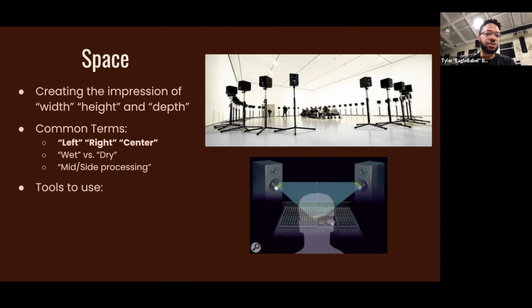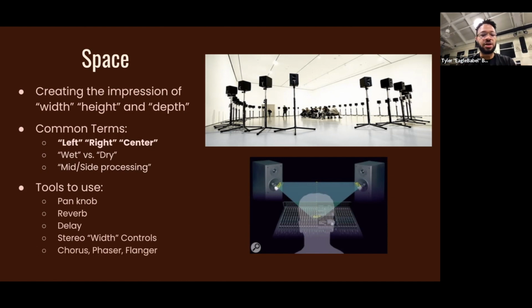What tools might you use to create space? You use your pan knob, which literally moves the sound from the left to the right. You use, again, reverb, which is short for reverberation, and delay. We've got our stereo width controls to make a sound stage that feels really wide feel more narrow, or something that feels really narrow feel more wide. And then you've got these cool special effects like your chorus, your phaser, and your flanger. And we'll demonstrate those because it's hard to describe what those are.